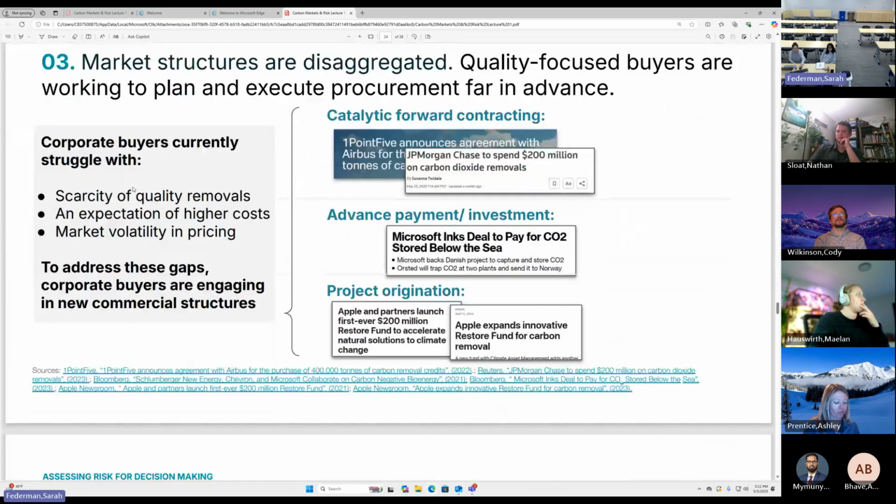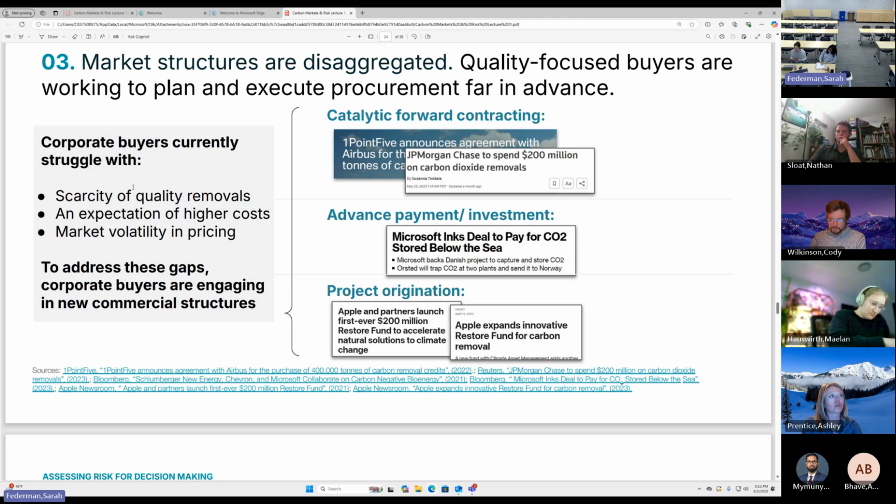All right. So the other thing that's really interesting is that these market structures are disaggregated. You'll remember that complicated ecosystem slide again, which I should have flashed up again, I'm realizing. So what you're starting to see is buyers who care about quality. Last year in the voluntary carbon market, supply exceeded demand. So it looks like the market's not quite functioning as it should. But if you take a closer look, you'll see that actually high quality carbon credits are very scarce. And there's a lot of demand for those, and it's very difficult to identify them.